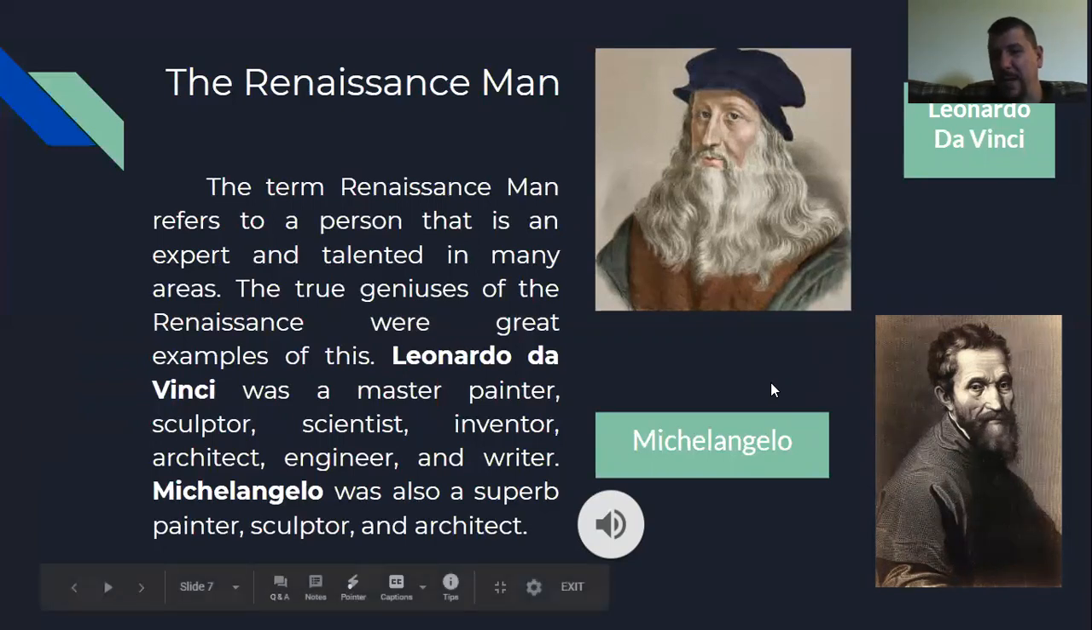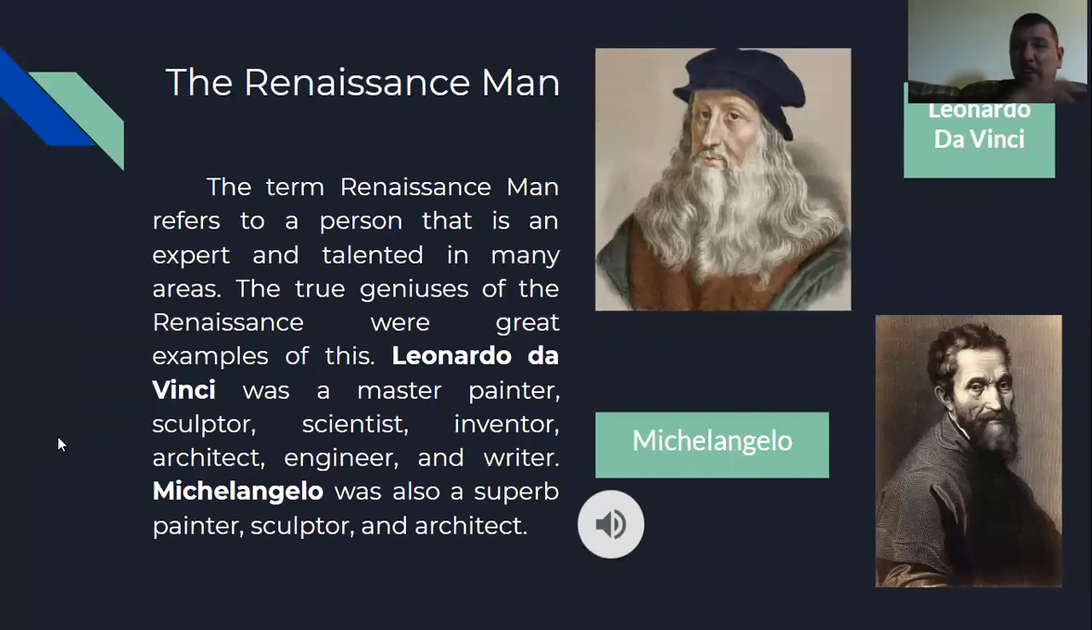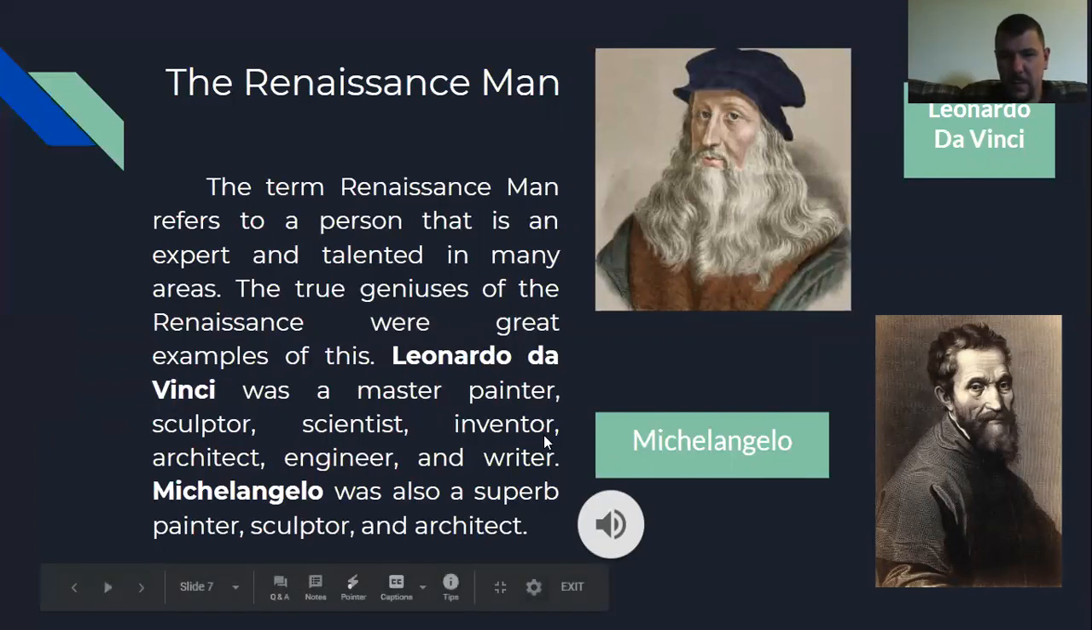And then you have Michelangelo down here. He was a painter. He was a sculptor. He was an architect. And they were considered Renaissance men because they were experts in many different areas.